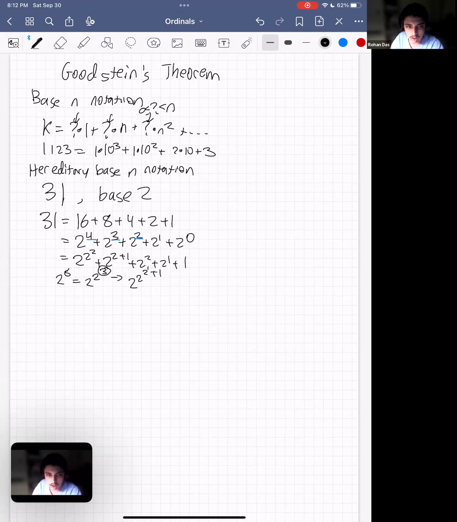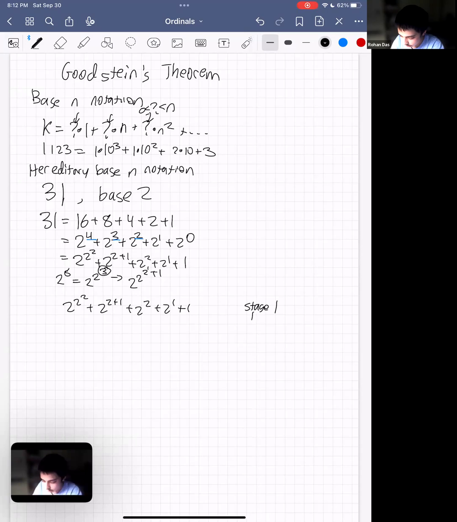So now we can get to the statement of Goodstein's theorem. Let's say we have any number n. I'm going to stick with the example of 31 for now. And then we write its hereditary base 2 notation. We have 2 to the 2 to the 2 plus 2 to the 2 plus 1 plus 2 to the 2 plus 2 to the 1 plus 1. And you can call this stage 1.